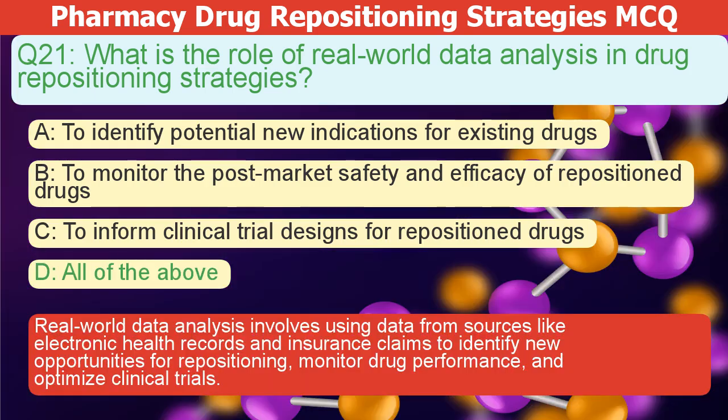The correct answer is D. Real-world data analysis uses data from sources like electronic health records and insurance claims. This helps identify new opportunities for repositioning drugs, monitor drug performance, and optimize clinical trials.